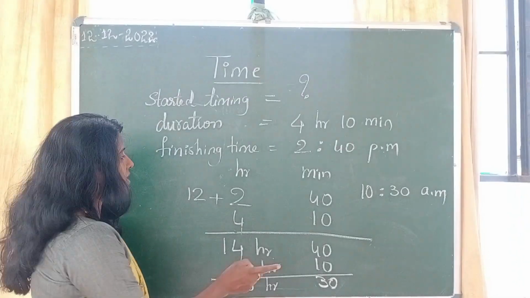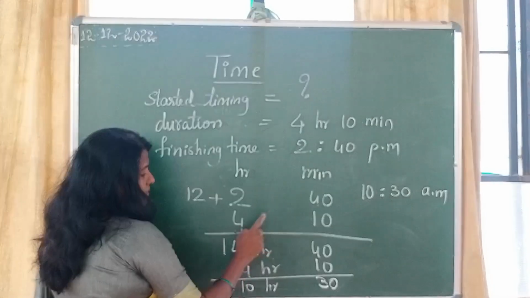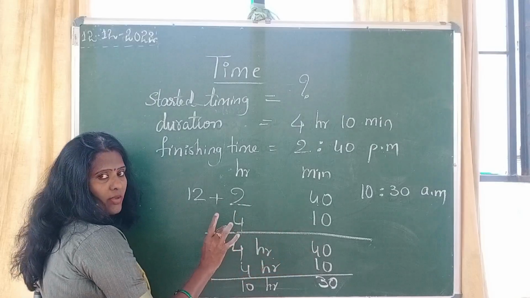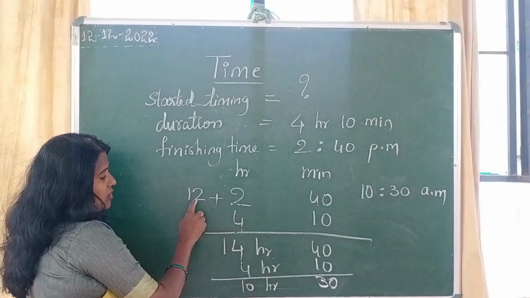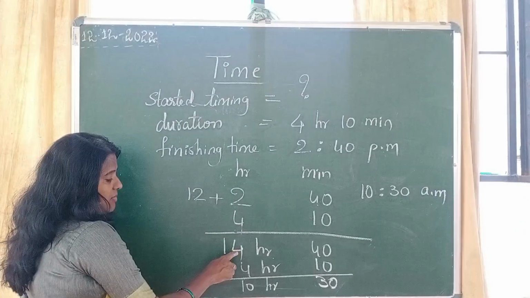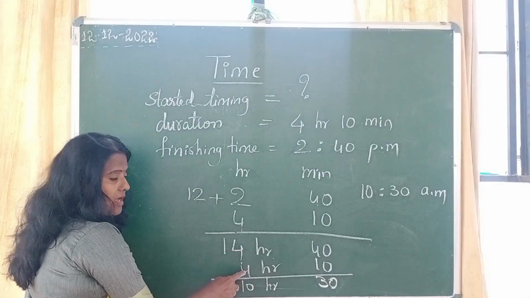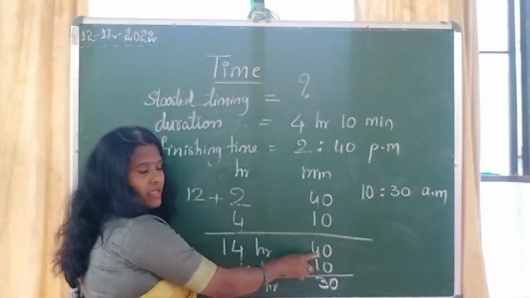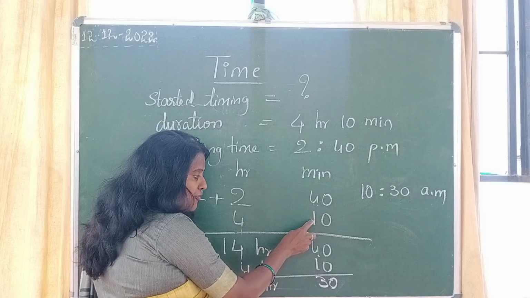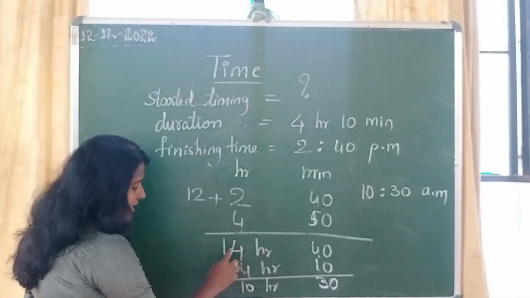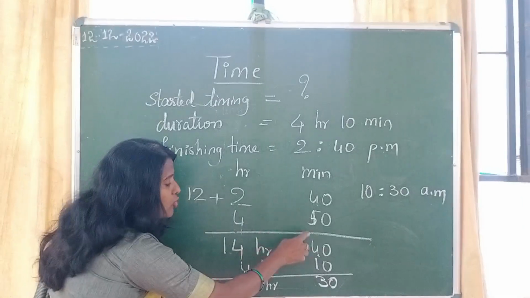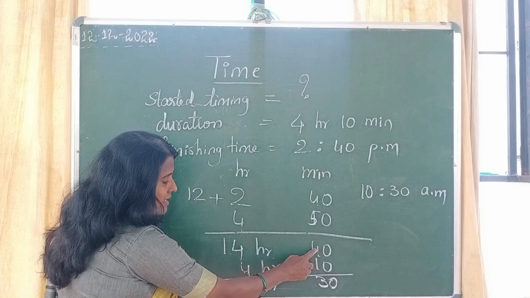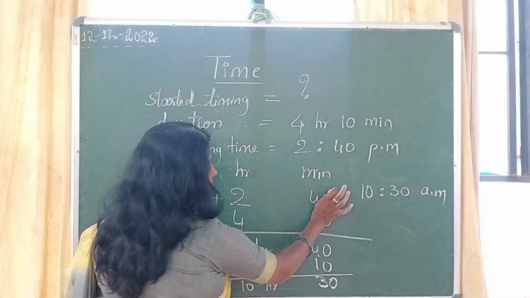Have you understood? First what you have to do? Write 2 hours 40 minutes and 4 hours 10 minutes. If you can subtract this, it is okay. If you can't subtract this, then you have to borrow 12 here. Then it will become 14 hours. Then from that 14 hours you have to subtract 4. Sometimes if the minutes are also less, see here, if it is 50 here, then after taking this 14, you have to borrow 1 hour here. It will be 40 plus 60, 100 minutes. Then you do 100 minus 50. Okay.